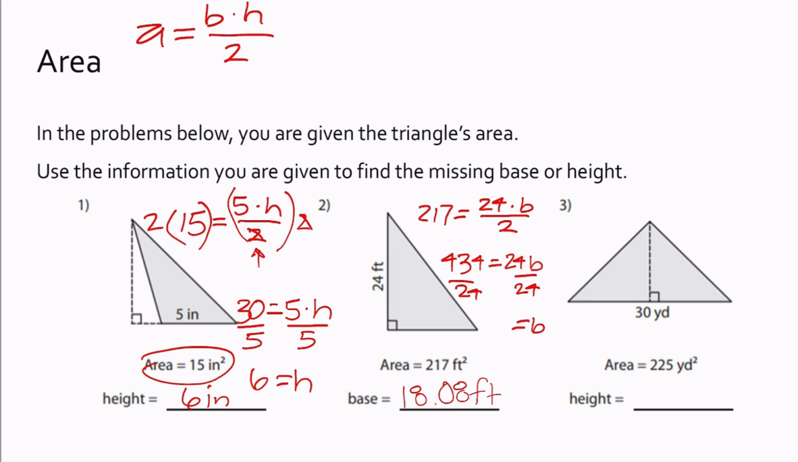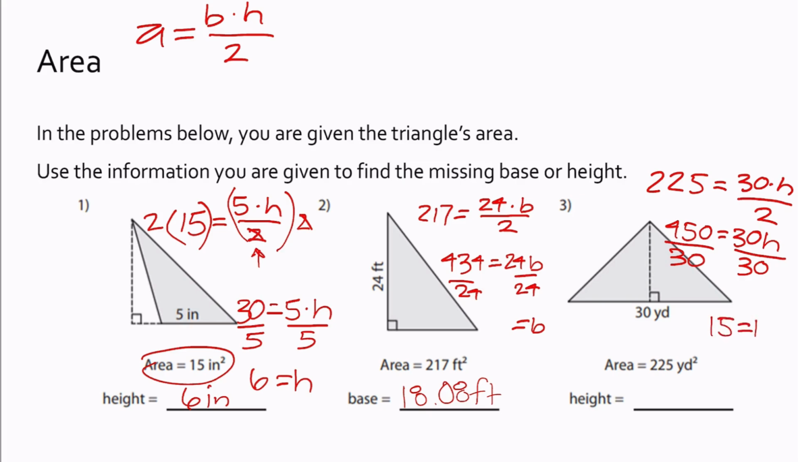And then this last one, I have 225 equals 30 times height divided by 2. If I multiply both sides by 2, I get 450 equals 30h, and divide both sides by 30. 450 divided by 30 is 15. So my height is 15 yards.